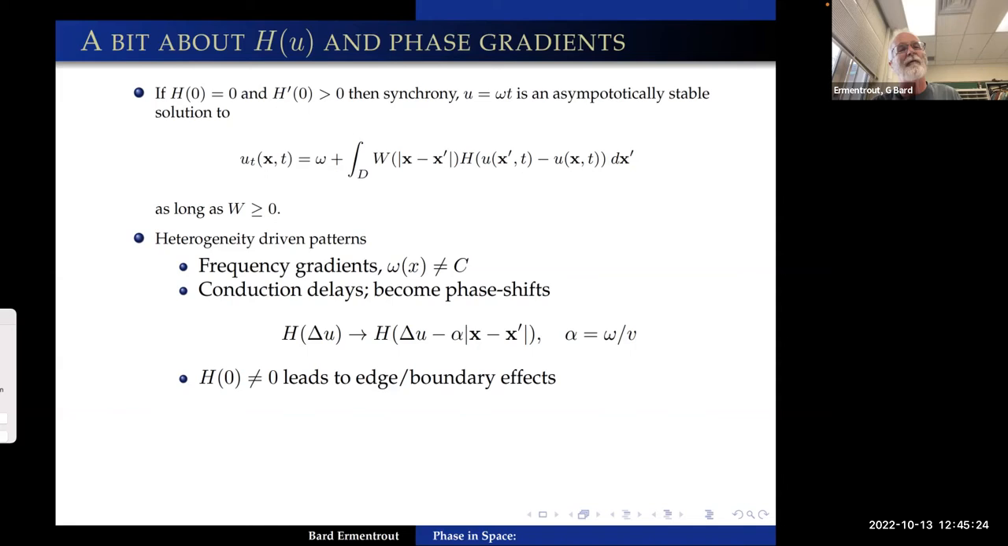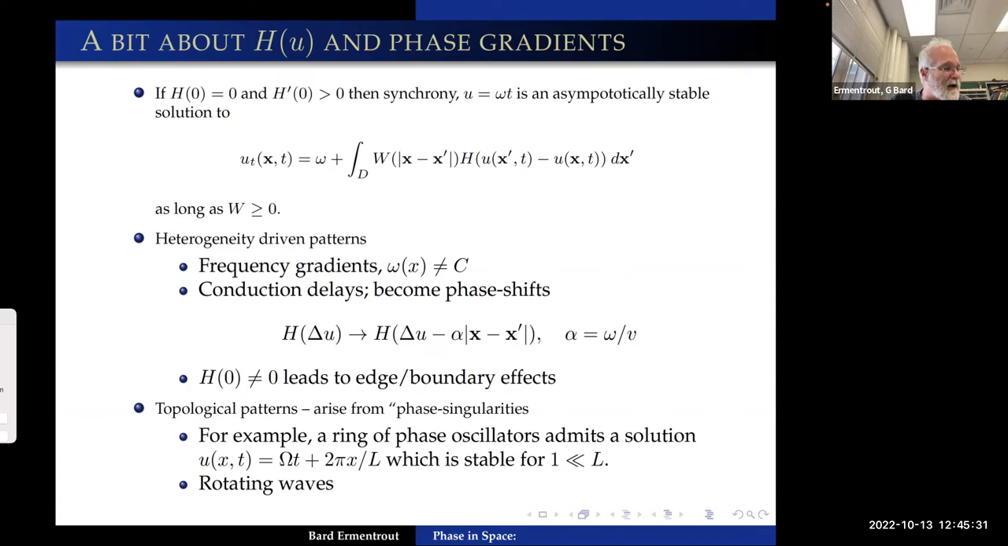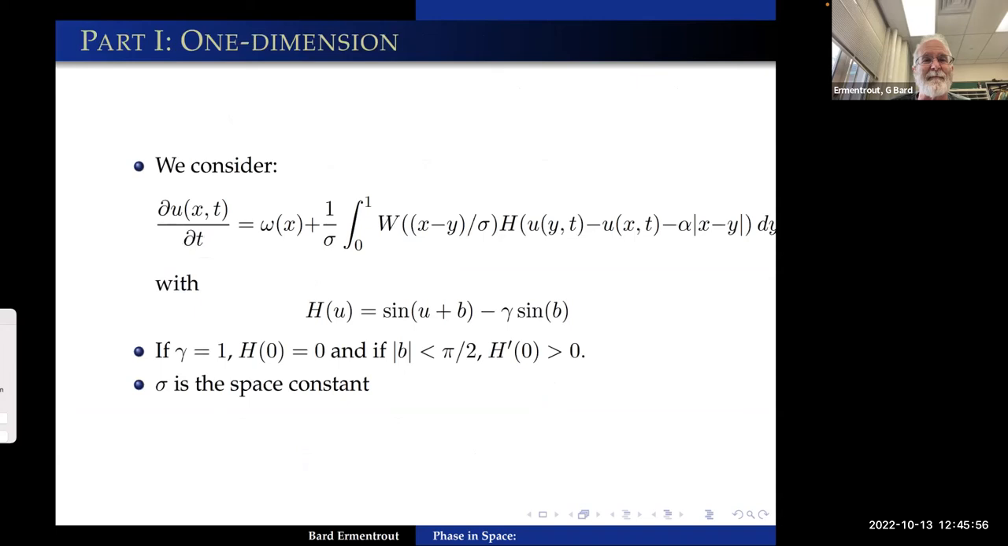The other kind of way to get patterns is topological patterns. Topological patterns arise from phase singularities. For example, a ring of oscillators, so that's a bunch of oscillators in a ring, has a rotating wave solution or a traveling wave solution, which is stable if the ring is large enough. But I'm mostly going to focus on 2D rotating waves. So first, let's look at 1D, all right?